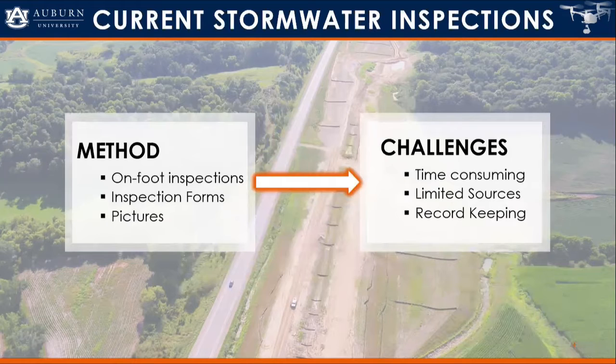When we look at current stormwater inspections, we see that the common methodology includes on-foot inspections, which require inspectors to walk to further distances. They use basic inspection forms, and they take random pictures of practices by using their phones or regular cameras from a ground perspective. This methodology creates challenges because it is time-consuming, it requires a lot of resources, and record keeping becomes difficult.